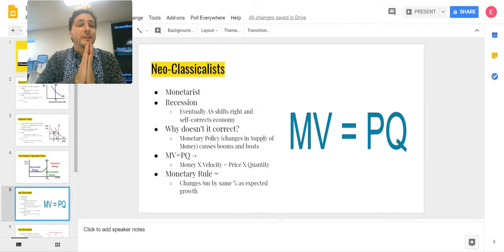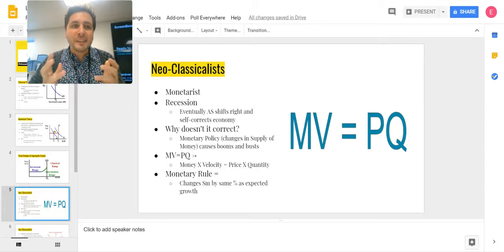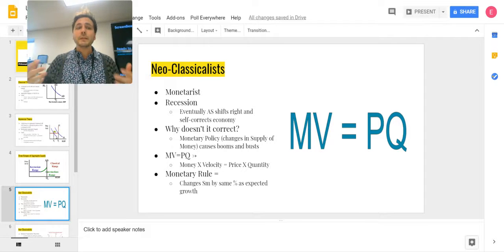All right, so the reason it doesn't self-correct is because of the Federal Reserve. They're the villains to the monetarists, because the Federal Reserve controls the supply of money. So in a recession, the Federal Reserve oftentimes increases the supply of money because they have complete control over it. They shift it out, and it pushes down the value of money, so the interest rate falls. Now banks can lend out money for a much lower interest rate.